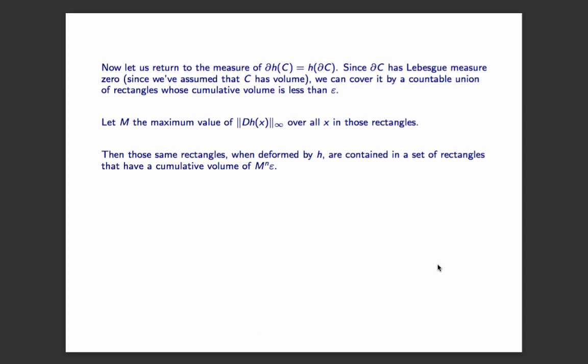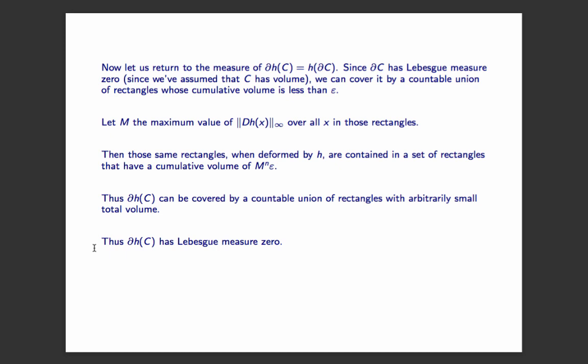Then those same rectangles, when deformed by h, are themselves contained in a set of rectangles that have a cumulative volume of m to the nth power times epsilon, using the previous page. Thus, the boundary of h of c can be covered by a countable union of rectangles with arbitrarily small total volume, because again, epsilon here is arbitrary and m to the nth power is fixed. Therefore, the boundary of h of c has Lebesgue measure 0.